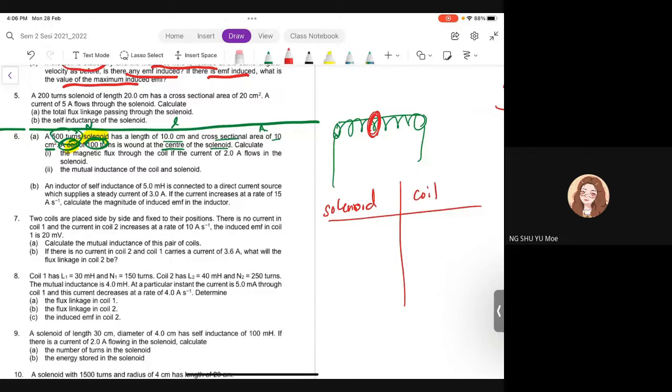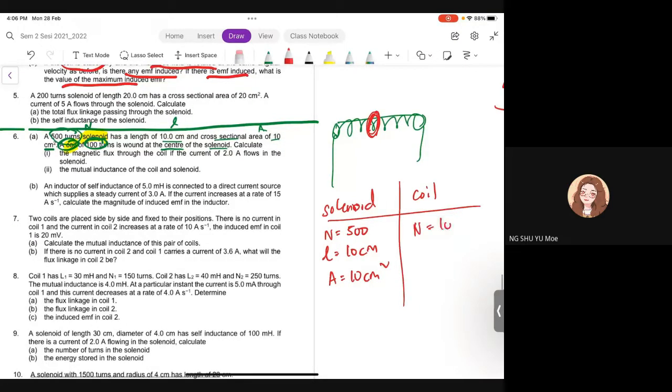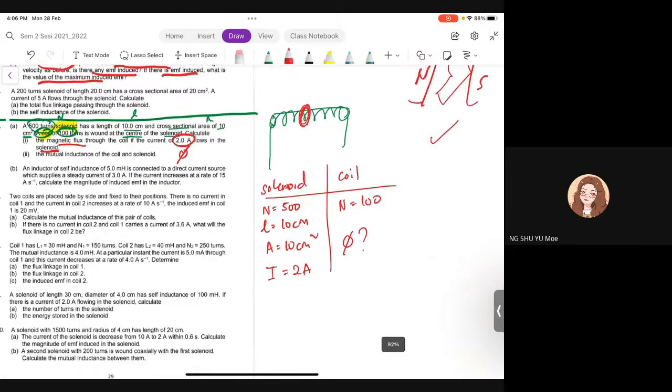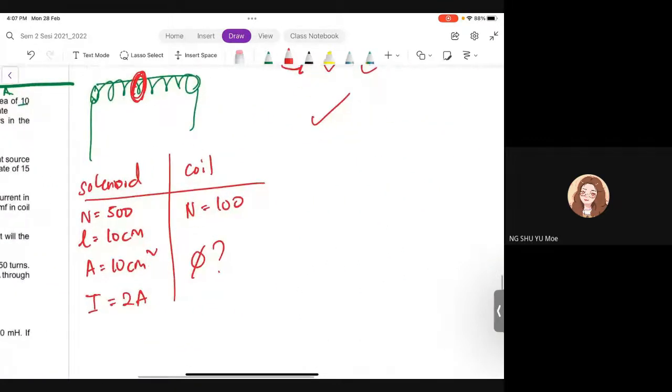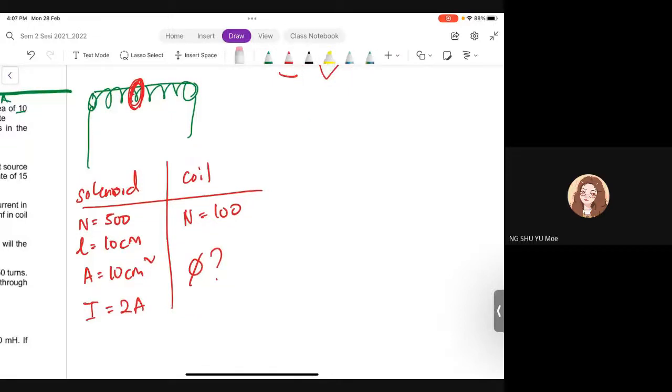Okay, for the solenoid, they give you N is 500, length is 10 cm, cross-sectional area is 10 cm squared. For the coil, they give you N is 100. And they say calculate the magnetic flux. This is the symbol of magnetic flux, through the coil, when a current of 2 ampere flows in the solenoid. So this is the current they give you, 2 ampere, but they ask you to calculate the magnetic flux of the coil. If you read this question, there are two objects. They give a lot of information on the solenoid, but they ask you about the coil.